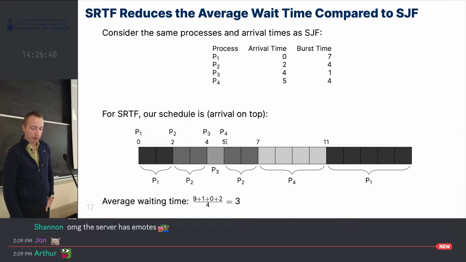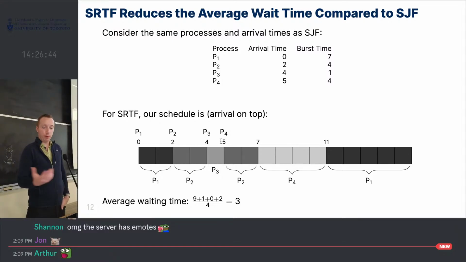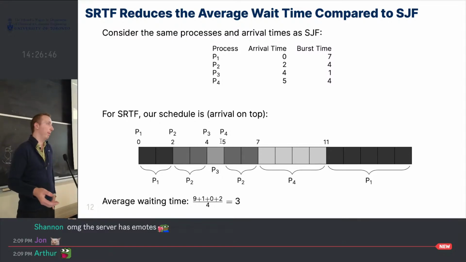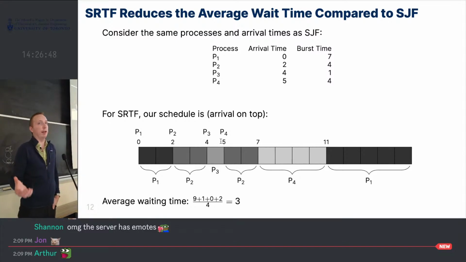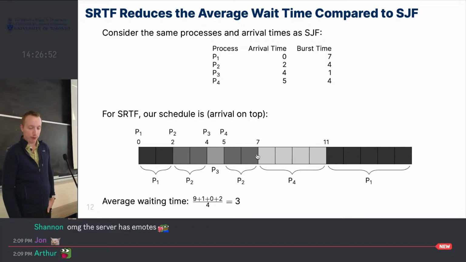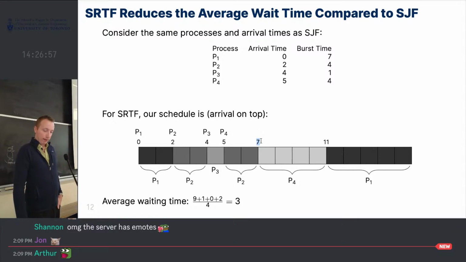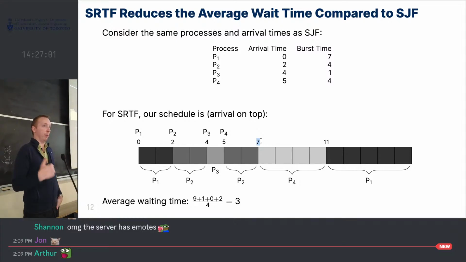So when it finishes, P4 comes in, which wants to execute for 4 time units. Well, guess what? P2 just has 2 time units remaining, so we would schedule P2 to run. So P2 would run for its 2 time units and be done at time equals 7. Then we just have to choose between P4 and P1. P1 has 5 time units remaining, and P4 has 4.